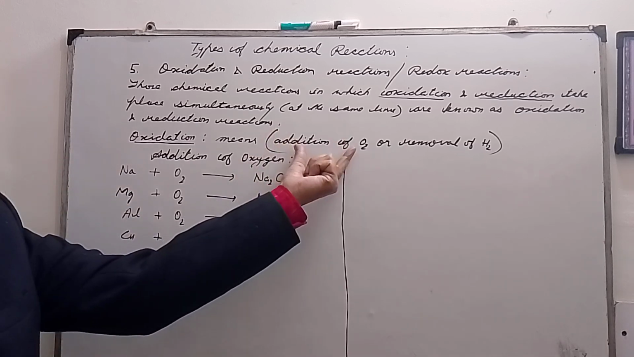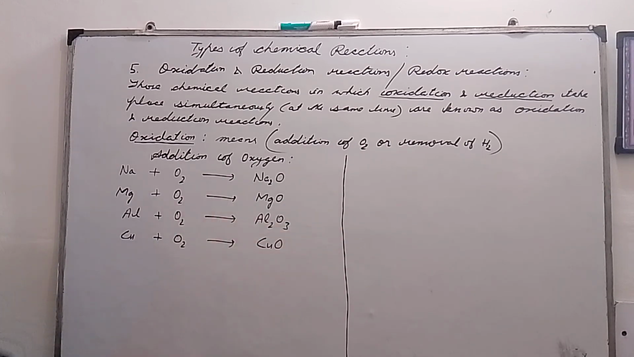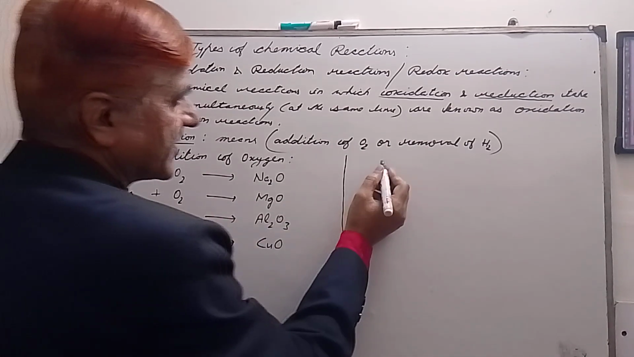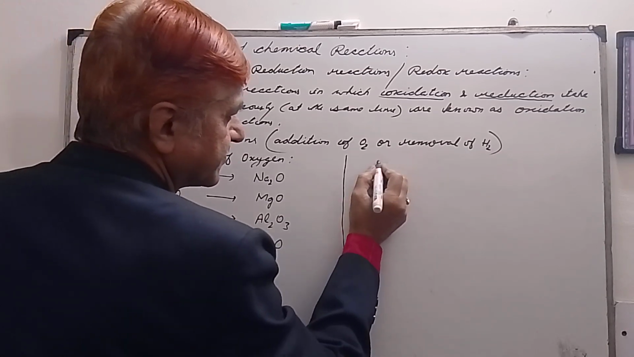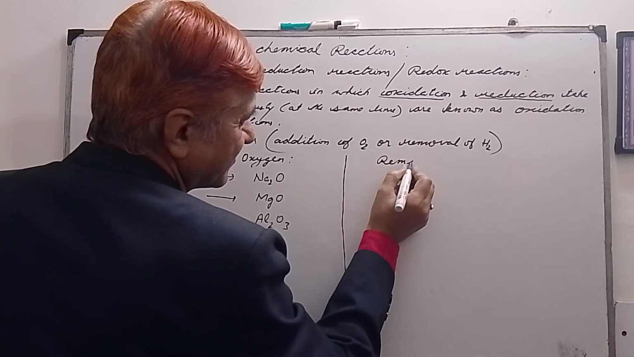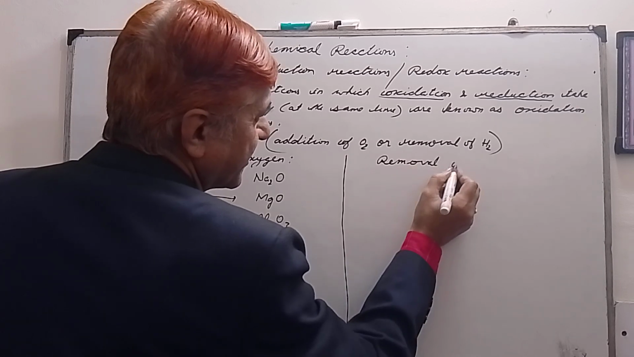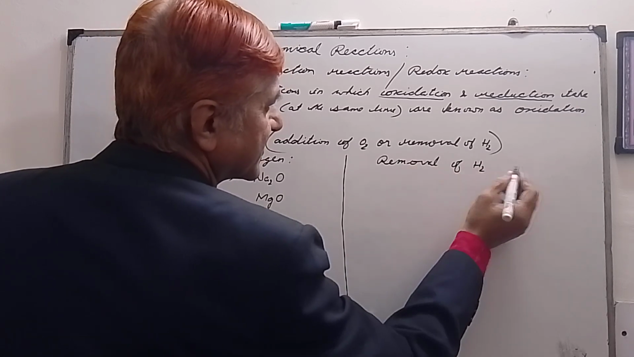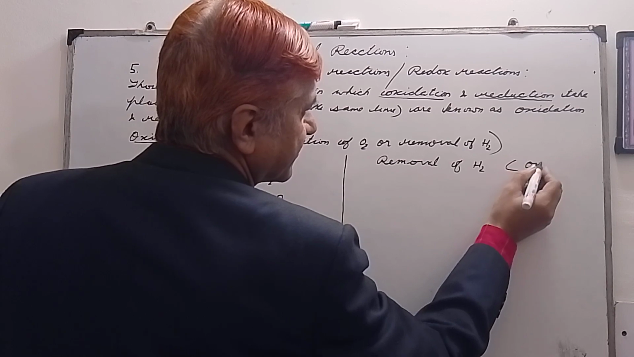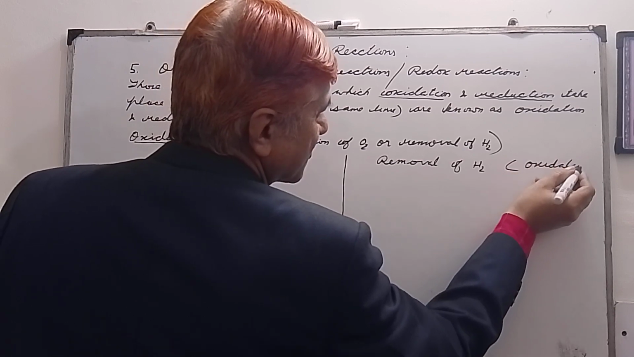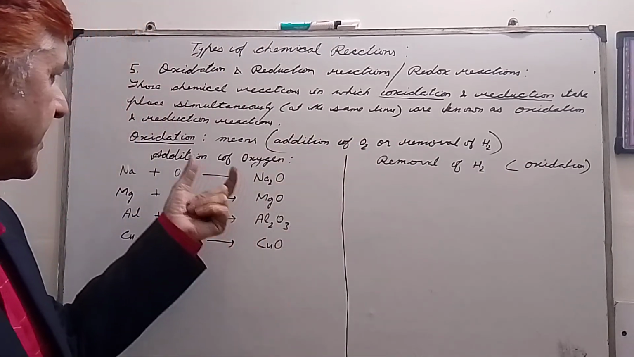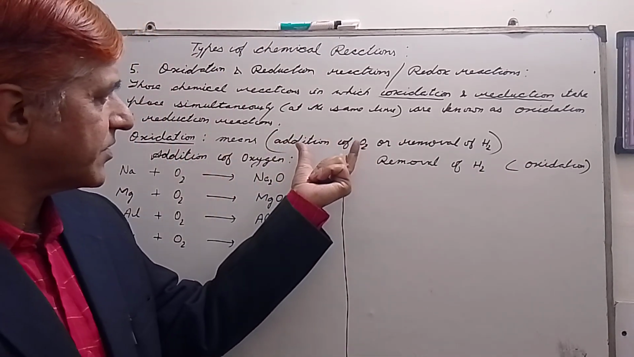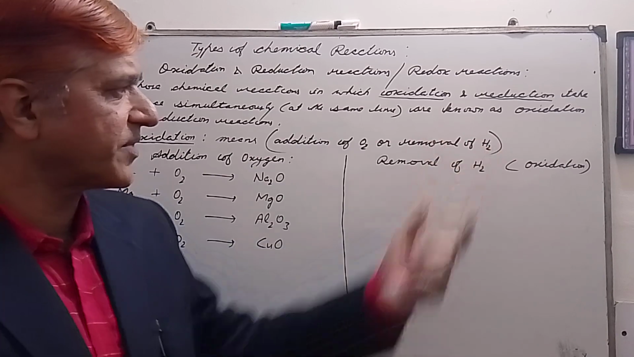Second is removal of hydrogen. Removal of hydrogen is also oxidation. So let's understand removal of hydrogen through some examples. Removal of hydrogen, this is also actually oxidation. So my dear students, keep these two points in your brain: one is addition of oxygen, or removal of hydrogen.